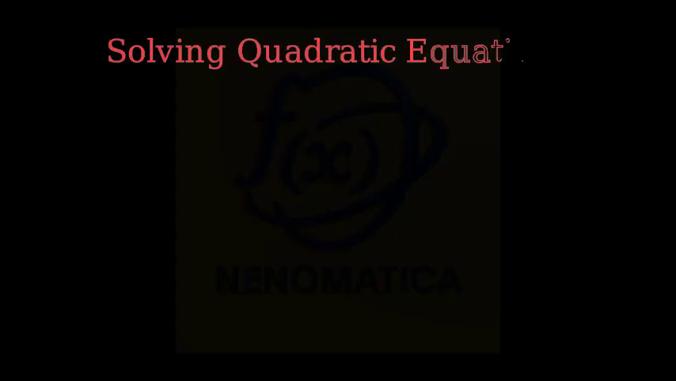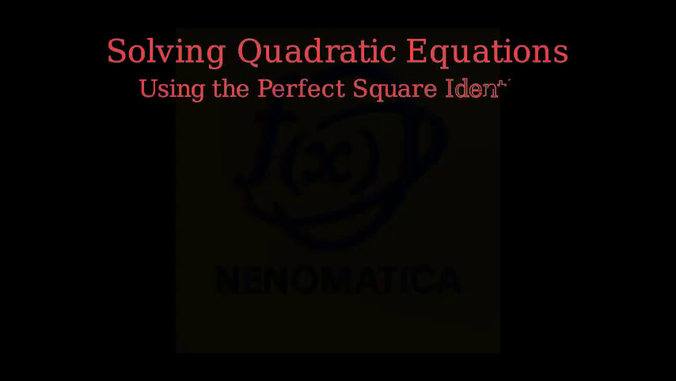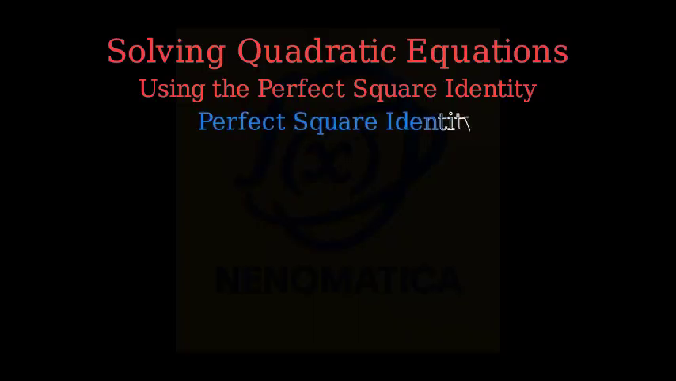Welcome to our math video on solving quadratic equations using the perfect square identity. This method is particularly useful when we want to solve quadratic equations without using the quadratic formula. Let's start by reminding ourselves of the perfect square identity. This identity tells us that a squared plus 2ab plus b squared equals (a plus b) all squared.